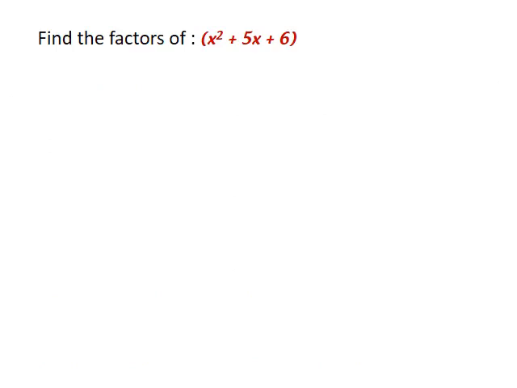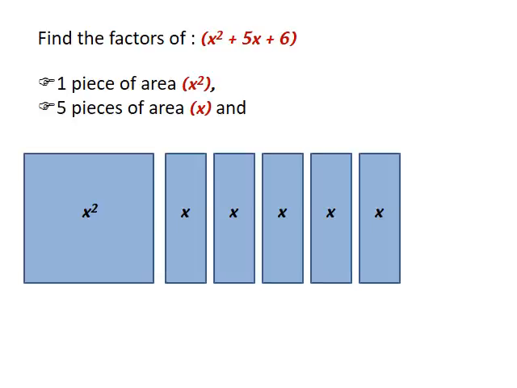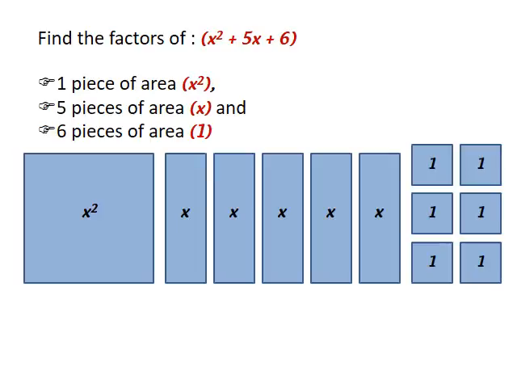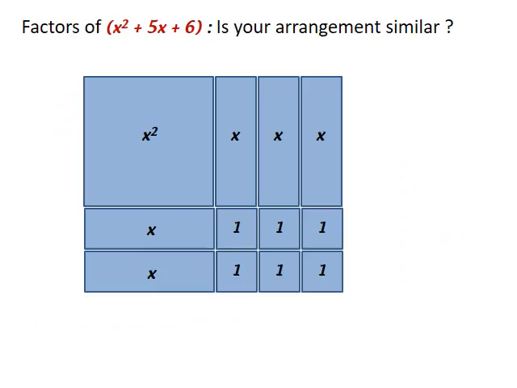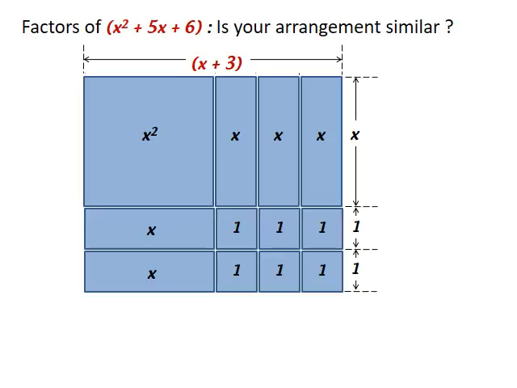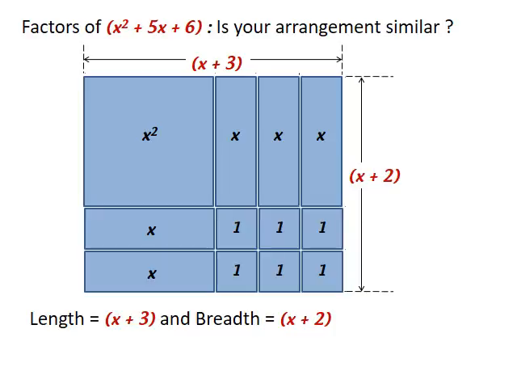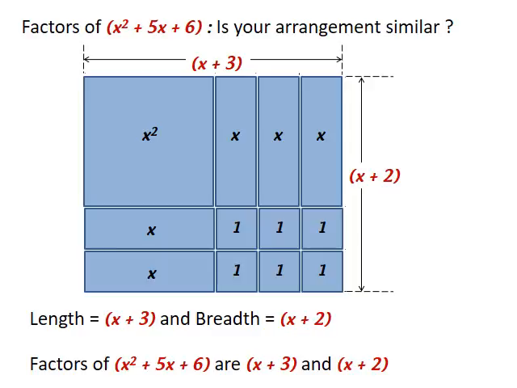We will take a few more examples. Now we have to find out the factors of x squared plus 5x plus 6. So how many pieces do we need? We need one piece of area x squared, 5 pieces of area x, and 6 pieces of area 1. So now we have to arrange these pieces to form a rectangle. So is your arrangement similar? Like we spoke about in the previous example, some of the pieces may be on the other side, but still the overall rectangle would be the same. We need to measure the length, that is x plus 1 plus 1 plus 1, x plus 3, and x plus 1 plus 1 would be x plus 2. So the length is x plus 3 and the breadth is x plus 2. So the factors are x plus 3 and x plus 2.